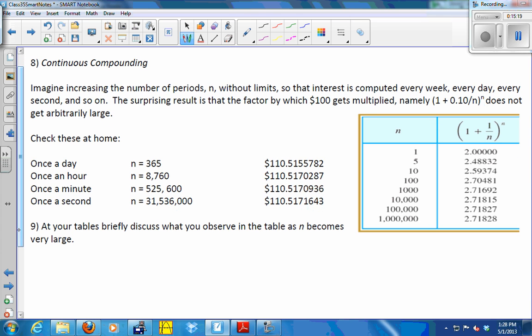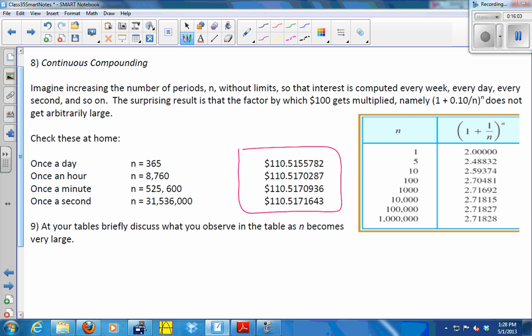Okay, so let's see what happens. We already noticed that as we increase the number of compoundings, we make a little bit more money because you get to make interest on your interest. So you make a little bit more money each time you compound more frequently. So in the same example from earlier, where I was investing $100 at 10% interest, and we compounded yearly, twice yearly, quarterly, monthly, you can check these later on your own. If you compound daily or hourly or every minute or every second, these are the amounts that your bank account will be worth.